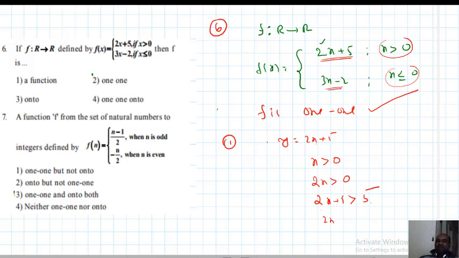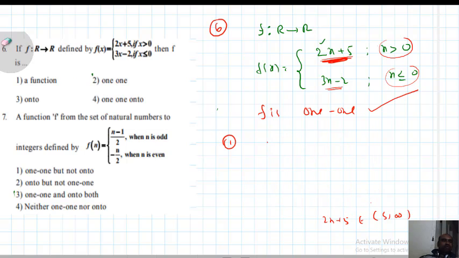What is the meaning of that? 2x plus 5 belongs to the open interval 5 to infinity. So the range of this function is open 5 to infinity. The domain is x greater than 0 only, and the range is open 5 to infinity. That I will write: range of 2x plus 5 is open 5 to infinity.